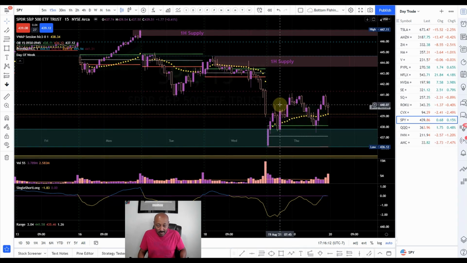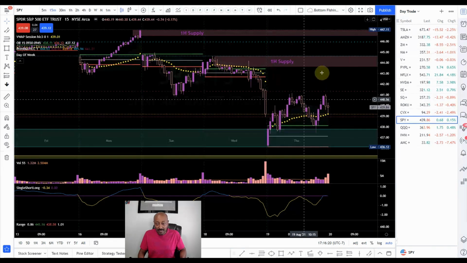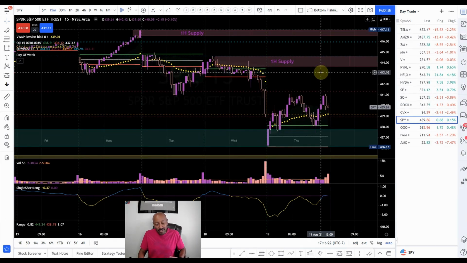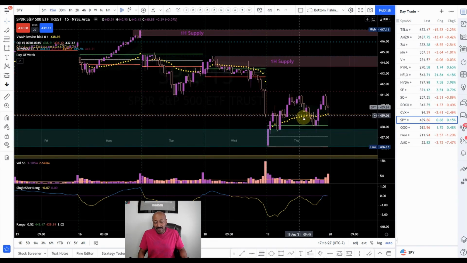So somewhere between 439.65 to 439.95 to 440 area, it was your entry for that dollar move. So either way, you could have taken the trade even without going down to the 15-minute chart.